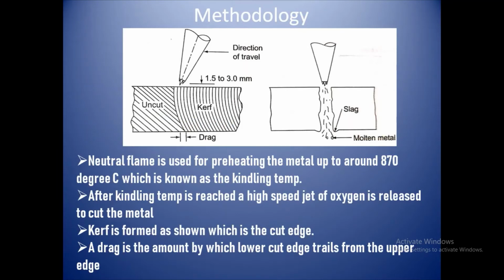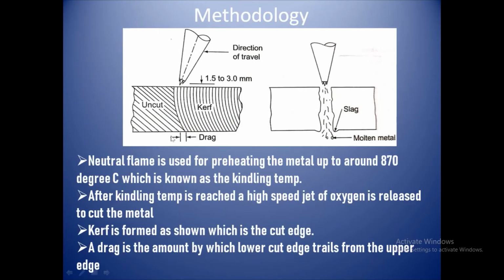Then, as you can see, a neutral flame is preferred to preheat the metal to around 870 degrees centigrade, that I already told you. That is called the kindling temperature. Only after the kindling temperature is reached is the oxygen released at a very high speed. As you can see in the first figure, in the portion which has already been cut by the oxygen, some lines will be formed like this.